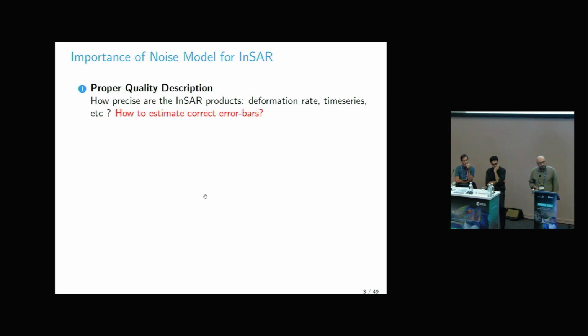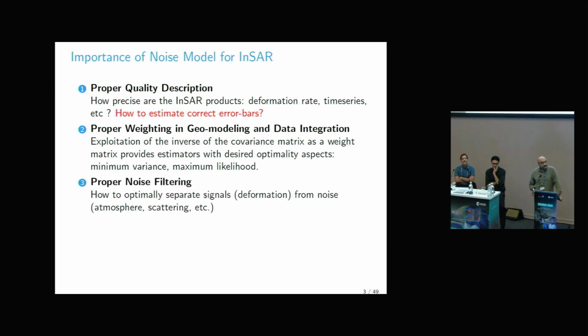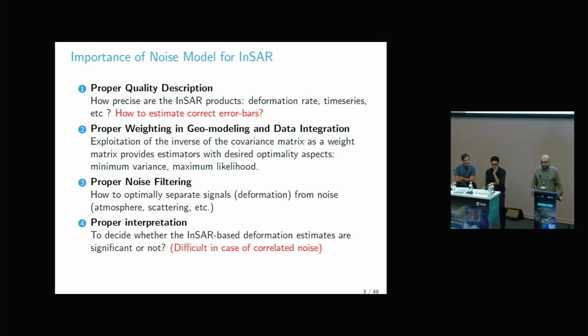Why do we need a noise model? Of course, it is clear, but just to review: proper quality description. We want to know how large or how wide the error bars should be. Proper weighting in geomodeling and data integration. We want to give a weight to our data, so we want to know how precise they are compared to other data and their weights in the geomodeling. Proper noise filtering. If we want to separate noise from signal, then we should know statistics about the noise to separate it from the signal. And proper interpretation, to decide whether what we see is a signal or noise.